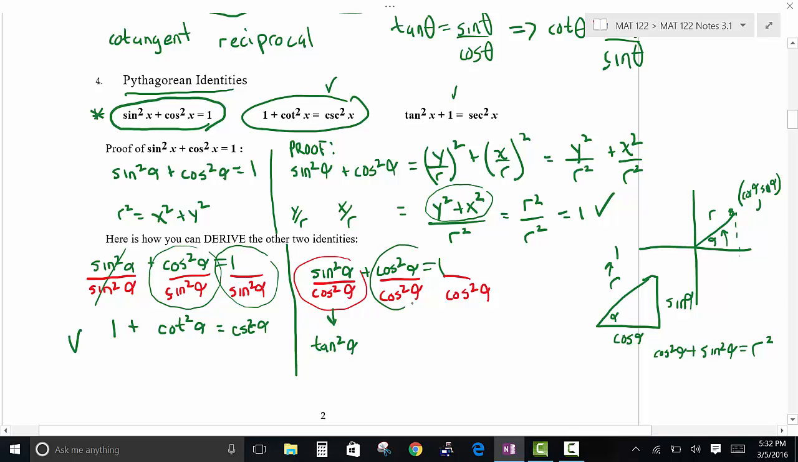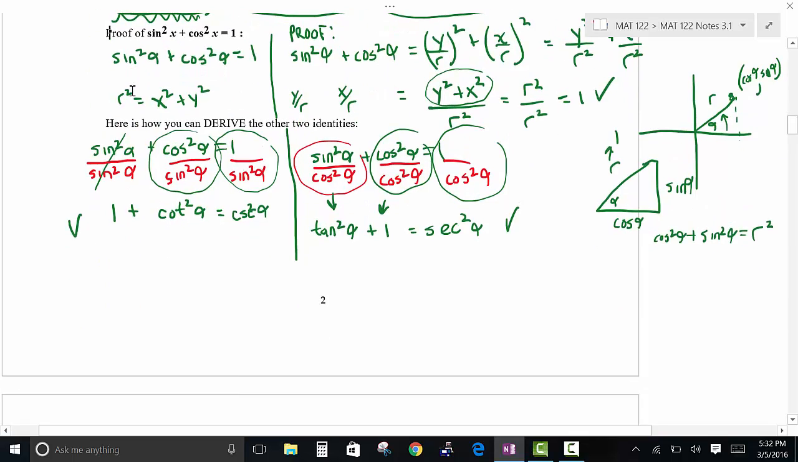Okay, this thing right here is 1. And then 1 over the cosine is the secant. So that would be the secant squared alpha. Okay, so that proves and derives that identity like that. Okay, so it's pretty important that you learn how to take the original identity, which is this one, and then derive the other two in case you forget them. And I forget them all the time, so I derive them constantly.